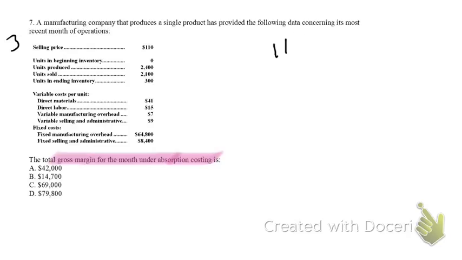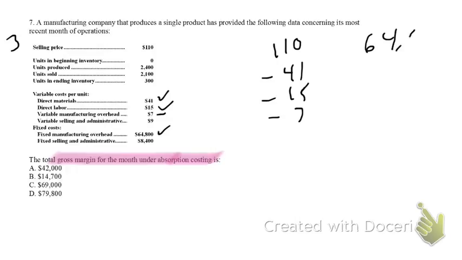Each unit sells for $110. That's my selling price. My variable costs are $41, so I have to subtract $41. I have to subtract the $15 of direct labor. I have to subtract the $7 of variable manufacturing overhead. And now I need to subtract the $64,800, but I have to divide that by the number of units that, in this case, were produced. So I take that and divide it by 2,400, which is the number of units that were produced.